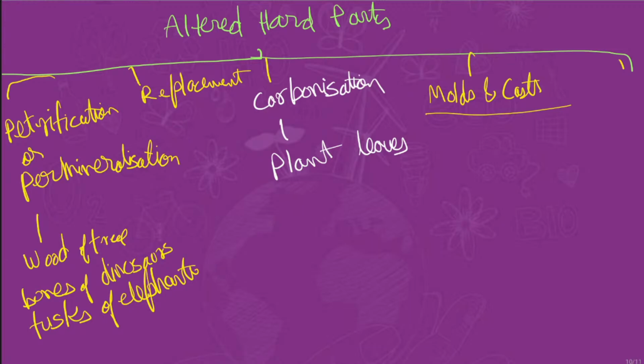Such an impression is known as mold. If the void is filled with grains of sand or clay, it hardens and produces a replica of the original cell shape, which is known as cast. Mold, cast, replica. It's a replica, and it's an impression.